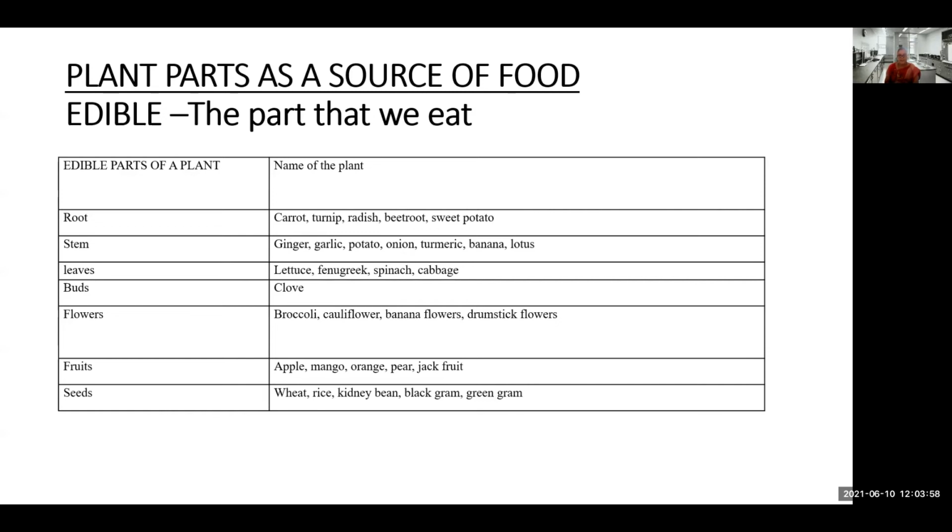Likewise, stem: ginger, garlic, onion. Take sugar cane also as an example. In the sugar cane, root will be developed, but the stem can be modified as a food, yes or no? Only the stem portion can be eaten. Here, this leaf portion cannot be eaten. So sugarcane is also an edible part of the stem. Okay.